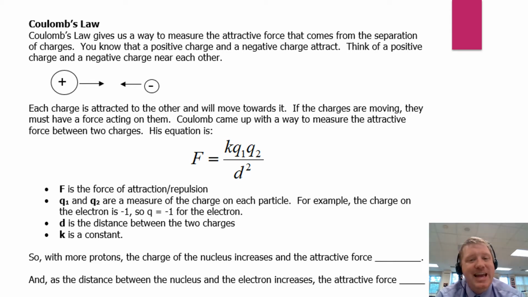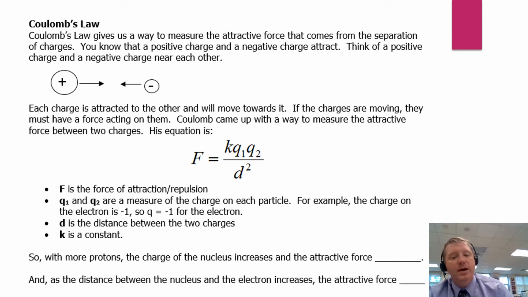If the force is a negative value, then they're being pulled towards each other. If the force is a positive value, they're pushing each other away. Repulsion versus attraction. The more protons you have in the nucleus, the more they're going to attract the electrons. And as the distance from the nucleus to the electrons increases, the attractive force is going to decrease.